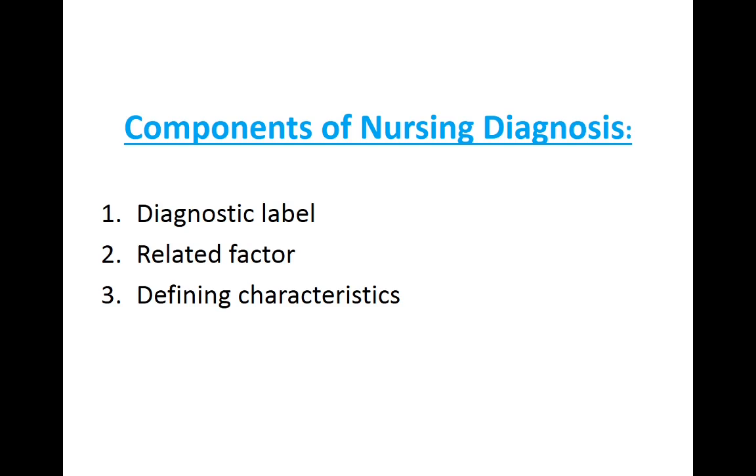So we are seeing the components of nursing diagnosis now. We have the diagnostic label, related factors, and defining characteristics. The diagnostic label is the problem we diagnose. This is the nursing diagnosis we make. The related factor is the etiology. This is the cause.